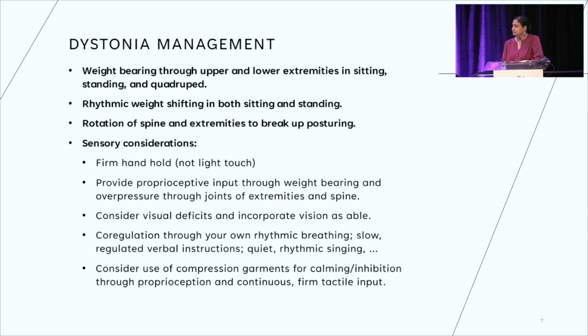I use a lot of co-regulation through my own rhythmic breathing. When I'm working with someone that has dystonia, I try very much to slow down my own breathing and ask them to just breathe along with me. I take deep breaths so I can show them just in and out, trying to get their breath to be more calm, more rhythmic. I give slow, regulated verbal instructions for movement. We're going to move this way, and then we're going to go in the other direction.